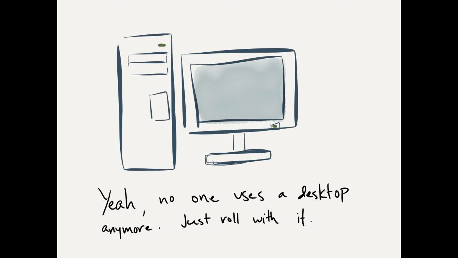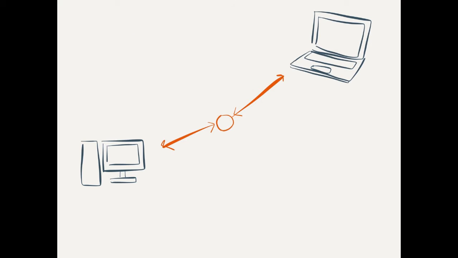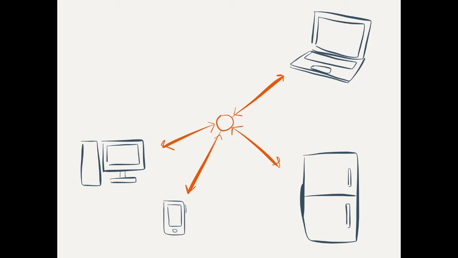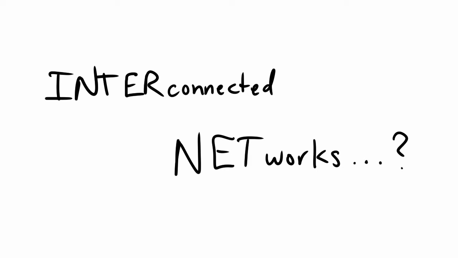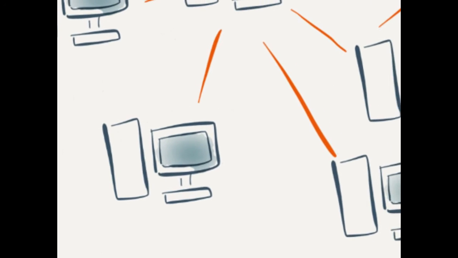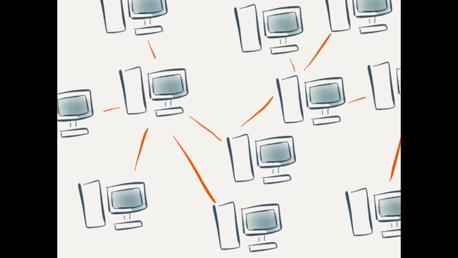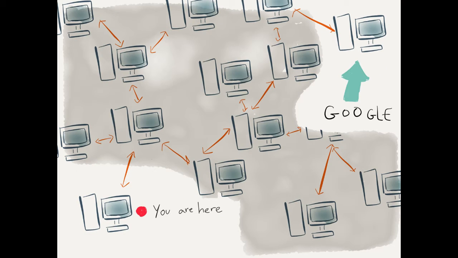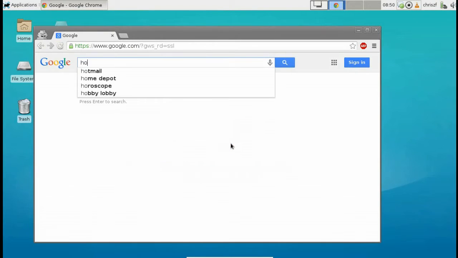This is your computer. But a computer on its own isn't very much fun these days. No, we're all networked together. Every computer, phone, and refrigerator is on a network of some sort, and all of these networks are interconnected, like some sort of giant tangle of dump trucks and tubes. You and your computer over here, and you just typed in google.com, which is this computer over here. You get a nice little search box on your screen.